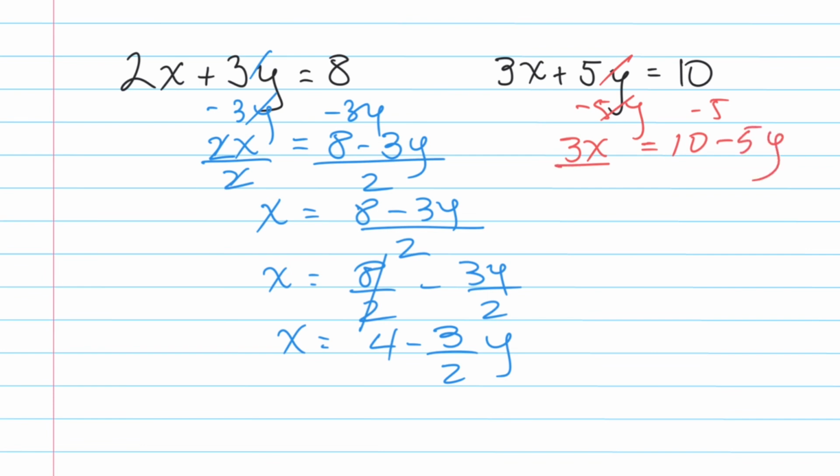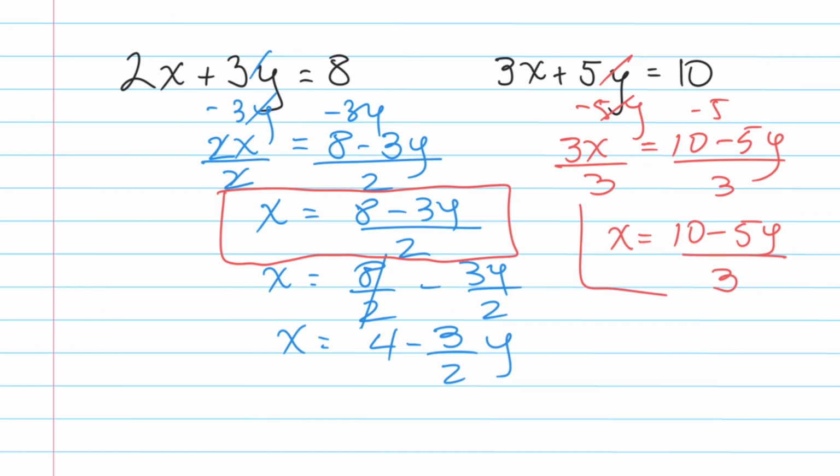Now we divide both sides by 3, and we have that x is equal to 10 minus 5y divided by 3. So for our purposes, I'm just going to use this expression and this expression, because this over here is what x is equal to, but also this is the same as x. So we can easily assume that this expression and this other expression are equal. Let's see how it works.